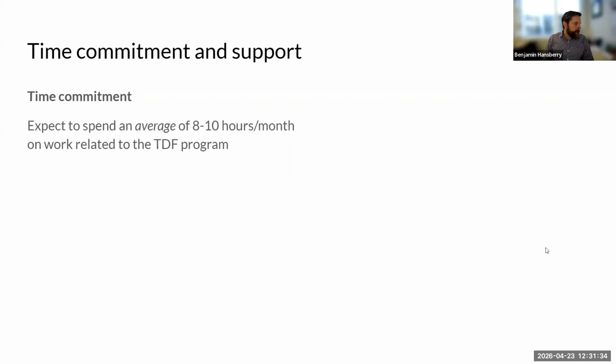So I would say the general expectation is that TDFs will spend an average of about 8 to 10 hours a month on activities related to the TDF program. So this includes attending these weekly cohort meetings that Hope alluded to. When you're in the TDF network, you attend a weekly meeting with about 4 or 5 other TDFs from different departments.